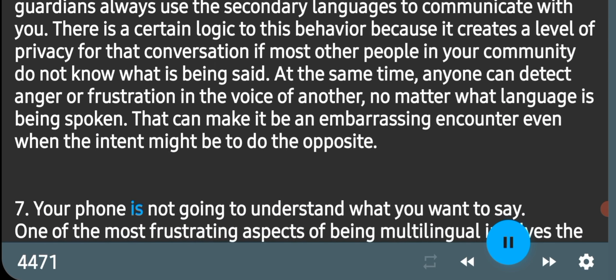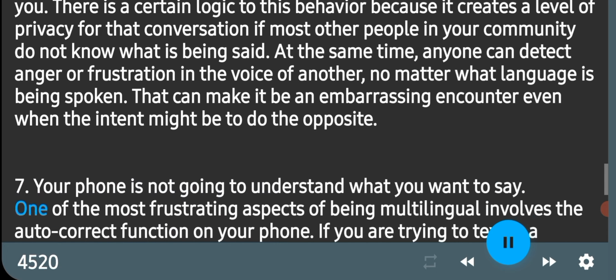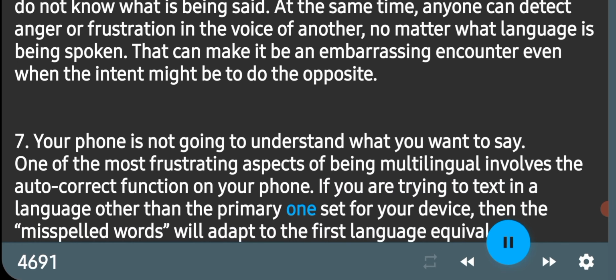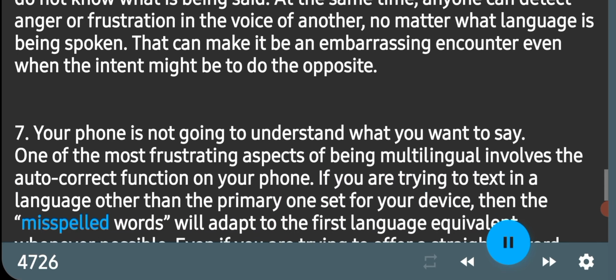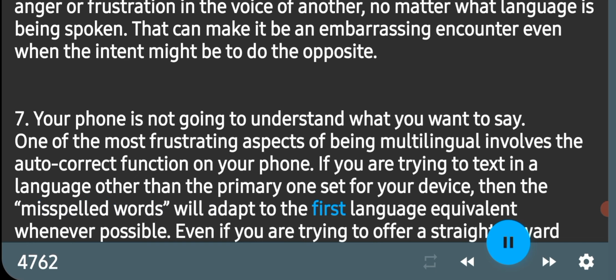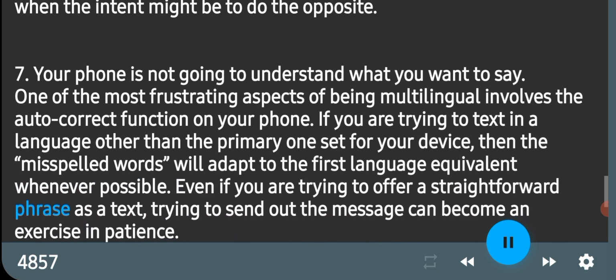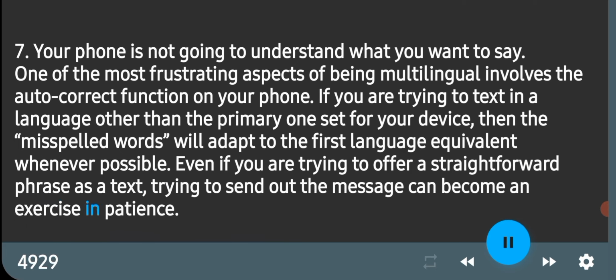7. Your phone is not going to understand what you want to say. One of the most frustrating aspects of being multilingual involves the autocorrect function on your phone. If you are trying to text in a language other than the primary one set for your device, then the misspelled words will adapt to the first language equivalent whenever possible. Even if you are trying to offer a straightforward phrase as a text, trying to send out the message can become an exercise in patience.